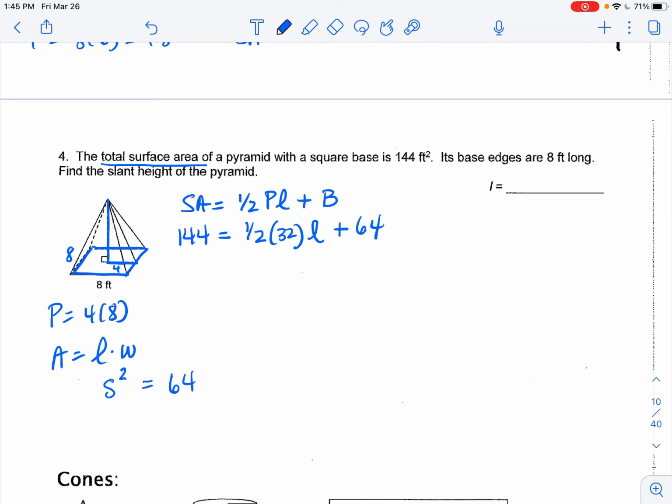I'm going to subtract 64 from both sides. So 144 minus 64, and that's 80. Half of 32 is 16. Divide both sides by 16. And the slant height is going to be 5.